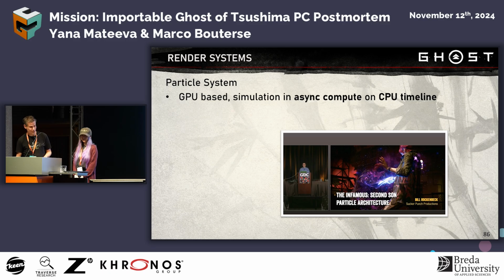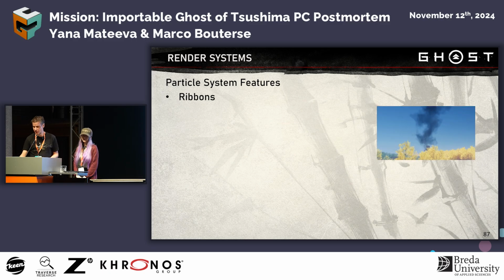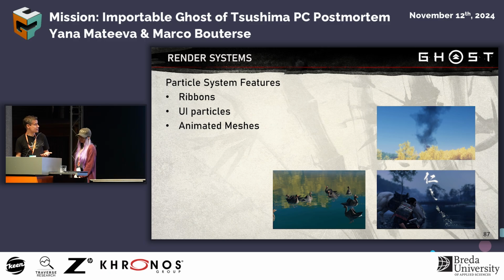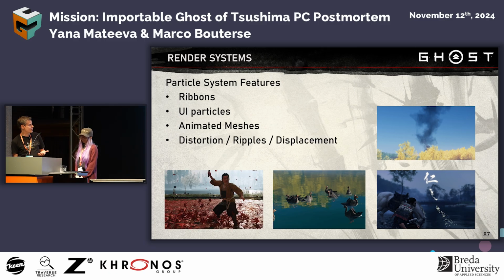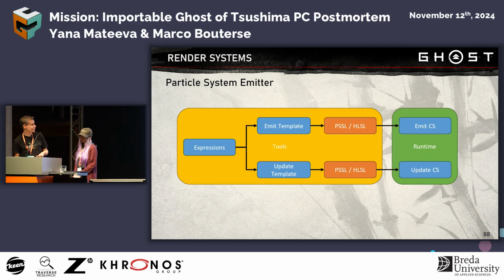It's a GPU-based system, completely in async compute on the CPU timeline. So it sends jobs from the CPU to async compute and gets them back and then prepares the next frame. It's based on an expression-based language that's compiled down to shader code. So you can do very cool effects in it. And all the translucent particles are sorted together and drawn in one single draw call. Some of the features are stitched particles or ribbons, UI particles, animated meshes, and all kinds of distortion and displacement effects. And it's also capable of generating real light sources, sounds, and can influence the wind.